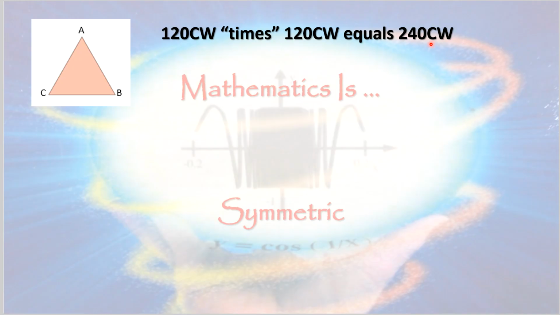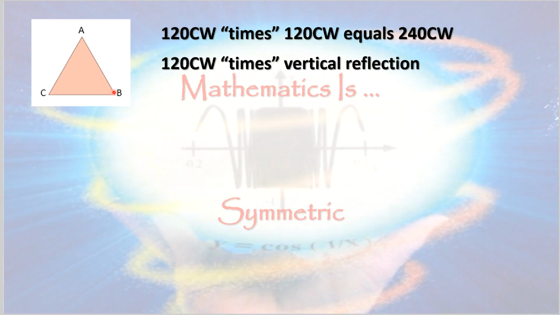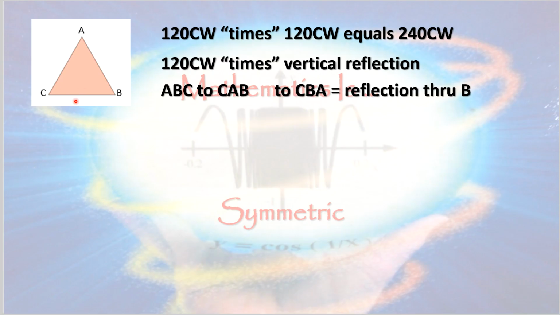What do you get when you multiply 120 degree rotation by a vertical reflection? The 120 degree rotation gets you to CAB, and if you then do the vertical reflection, you swap the A and the B to get CBA. That is, 120 degree rotation times vertical reflection equals reflection about the line through B. The study of the properties of these symmetries is called group theory, which can be learned in a mathematics course called abstract algebra. I think this is pretty cool, although I recognize that not everybody agrees with me.